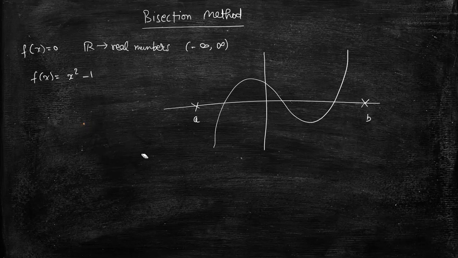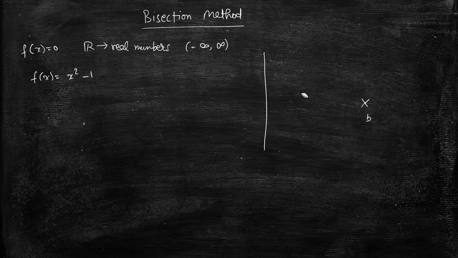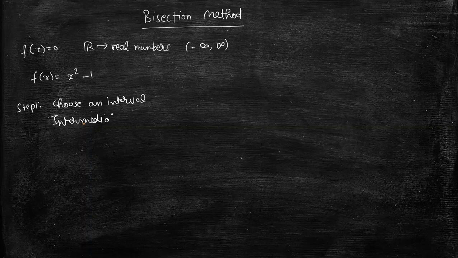So this is one major limitation of this method. Let's start with how it works. First of all, we have to choose an interval. So step 1, choose an interval. How to choose an interval? In this step, the intermediate value theorem will help us. So what does the intermediate value theorem say?